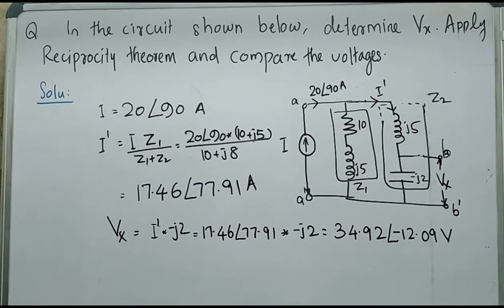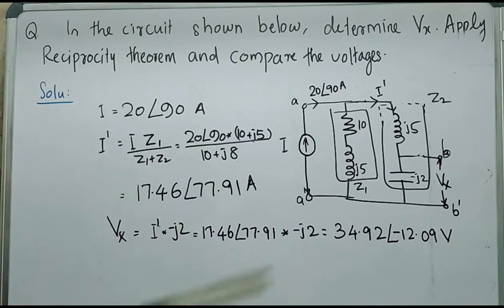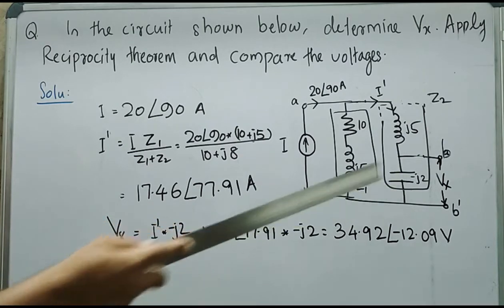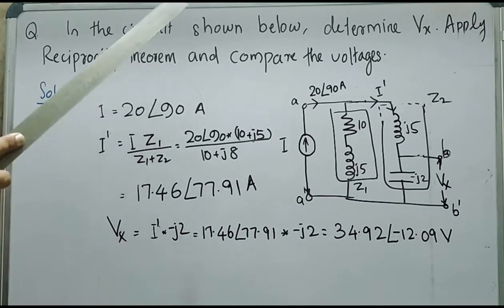In this section, let's see the verification of reciprocity theorem in AC circuit. Let's consider a simple example for that one. In the circuit shown below, determine Vx, that is the voltage across the capacitive reactance minus J2, by applying reciprocity theorem, and we need to compare the voltages in both cases.